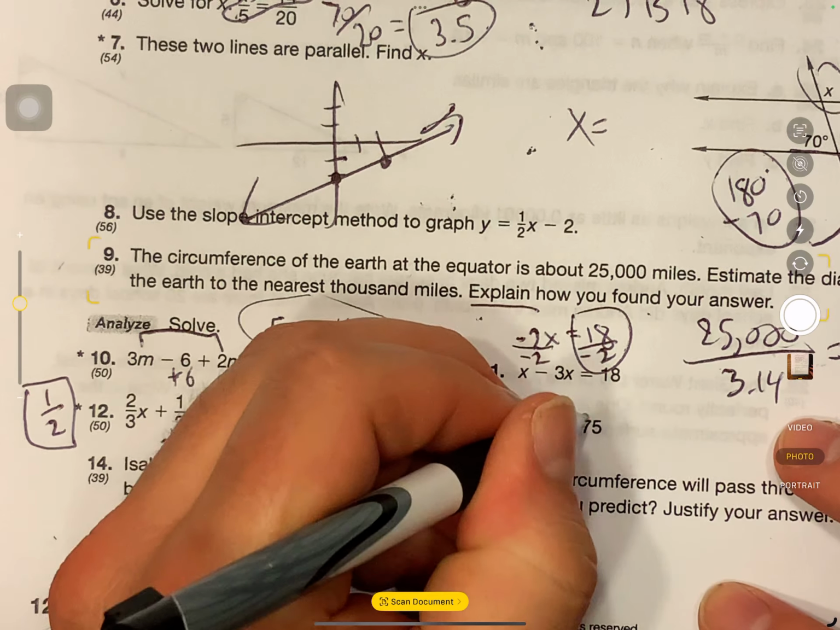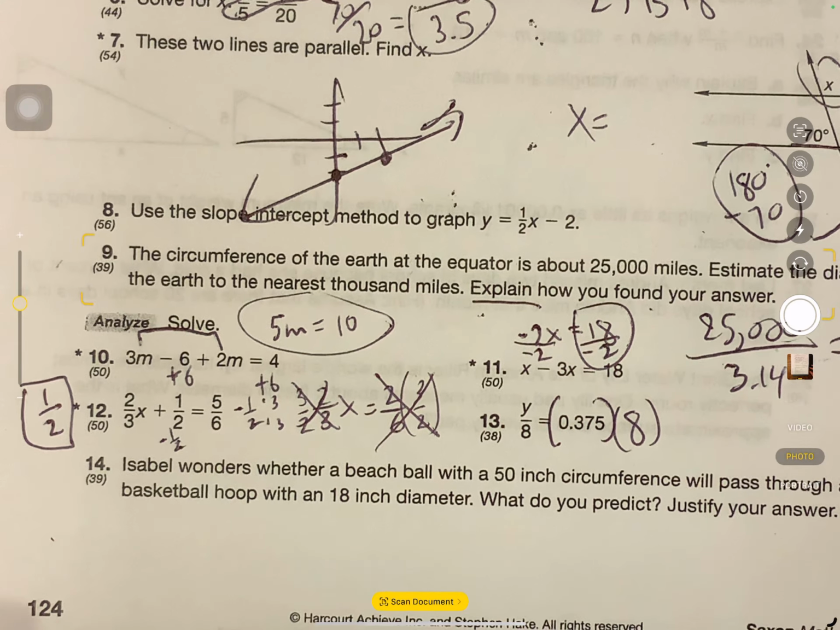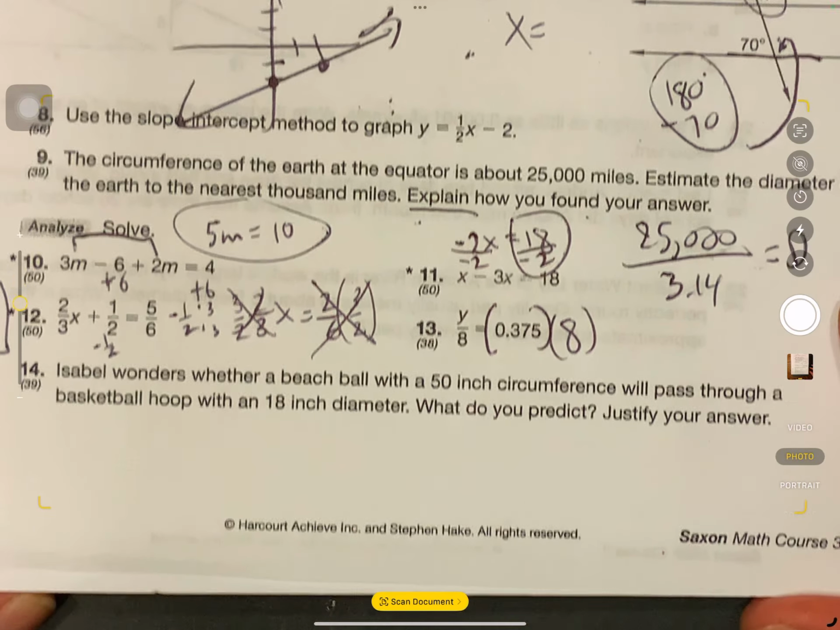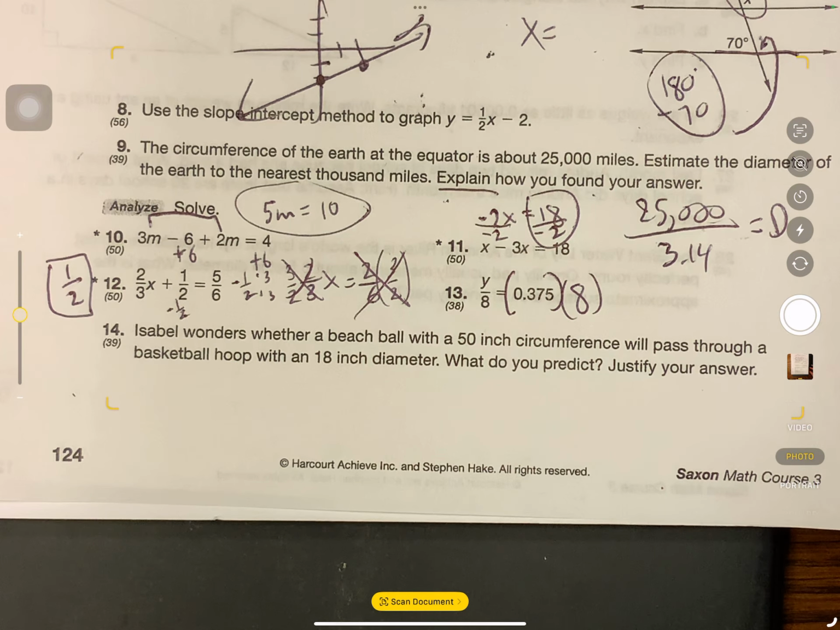This one, just multiply this value by 8, and you will have the answer. Next, Isabella wonders whether a beach ball with 50-inch circumference will pass through a basketball hoop with a diameter of 18 inches. What would you predict?